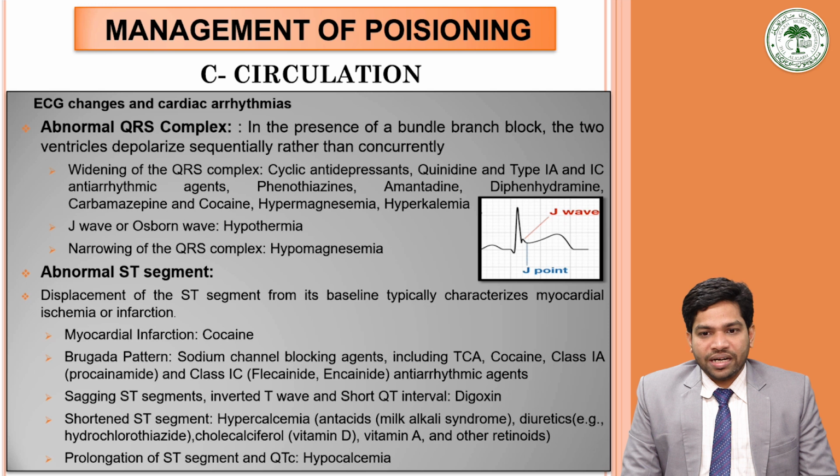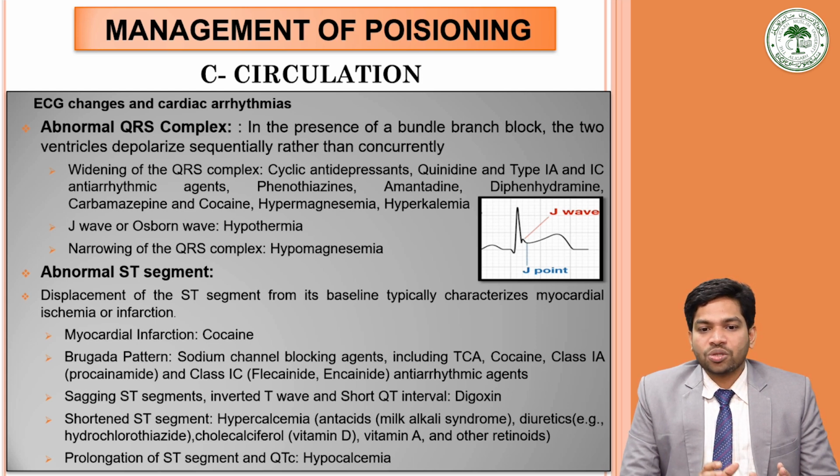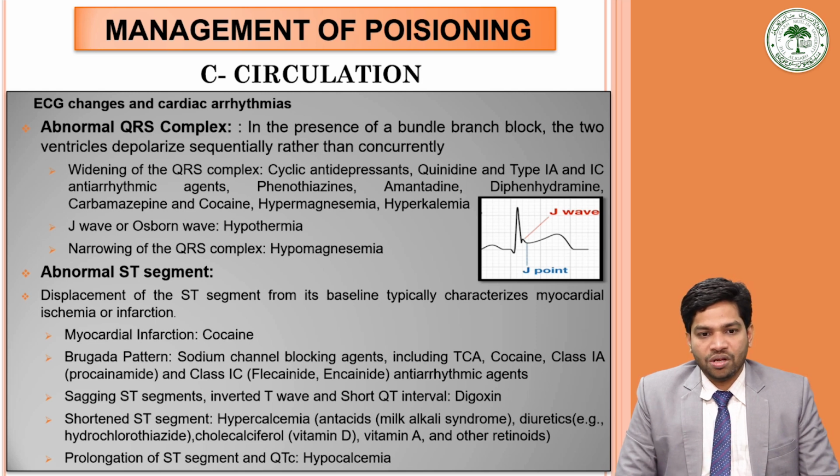The Brugada pattern that is found with the mutation in the gene that codes for the sodium channel subunits, these patients are at risk for sudden death. But a similar ECG pattern often occurs in patients with sodium channel xenobiotics, including tricyclic antidepressants, cocaine, class 1A procainamide, class 1C flecainide, encainide, and antiarrhythmic agent poisoning cases. So this Brugada pattern is seen in these poisonings.